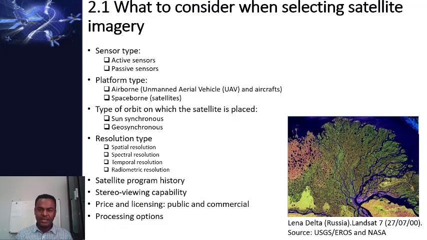As we continue our second lecture, we will look at what to consider when selecting satellite imagery. There are a lot of issues one needs to consider before selecting satellite imagery. As you can see from this picture, most of the time we get good quality satellite imageries, and some other time we get poor quality satellite imageries. So what are the factors that make some imagery of good quality and other imagery very poor quality? There are a number of factors that should be considered.